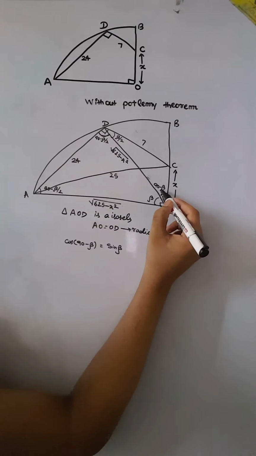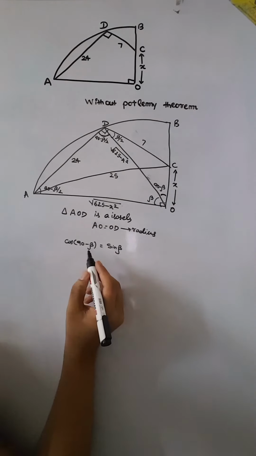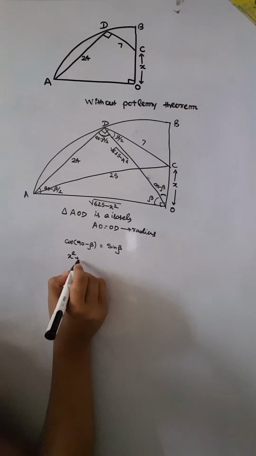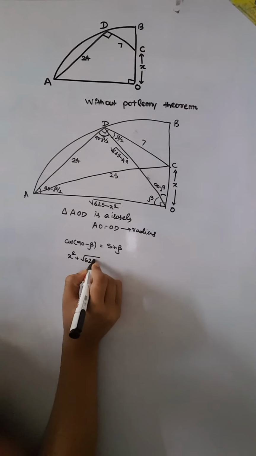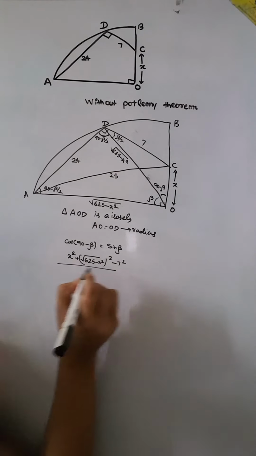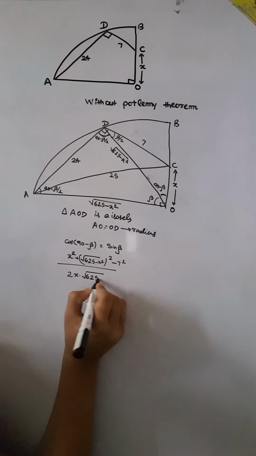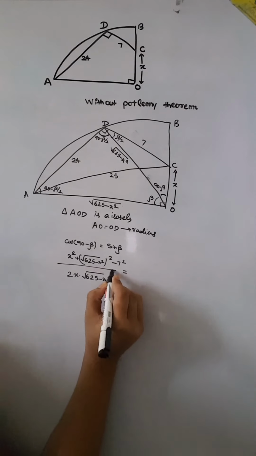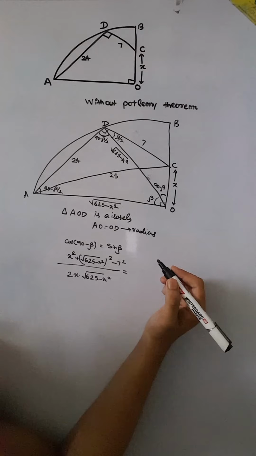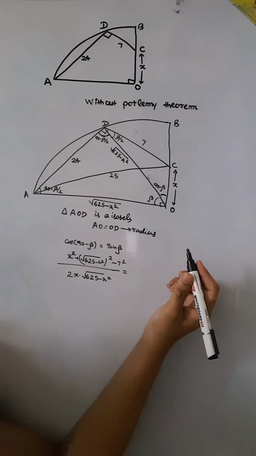and cos of 90 minus beta here we can simply figure out with the help of the cosine formula. So cos of 90 minus beta can also be written as x squared plus the square root of 625 minus x squared, whole squared, minus 7 squared, divided by 2 times x times the square root of 625 minus x squared, which will be equal to sine beta obviously. And sine of beta, we need to figure out what the value of sine beta is.